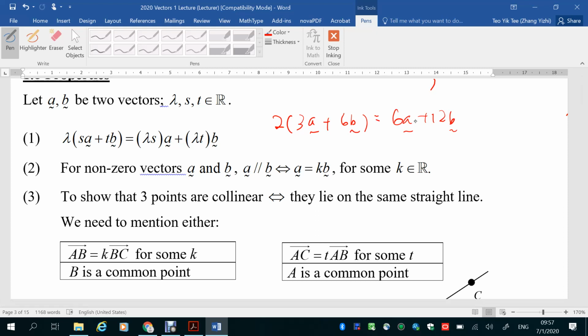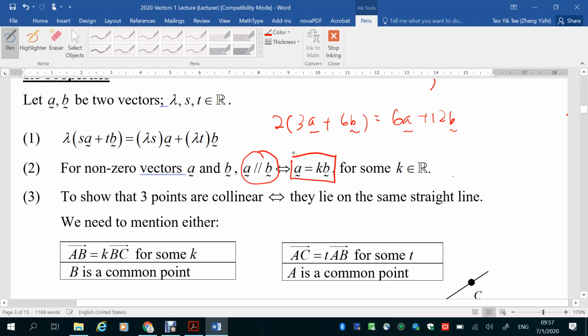Okay, next one, second property. If I tell you that vector A is parallel to B, take note, I say parallel. Parallel will then imply A is equal to K times B. Can you visualize why this is true? Parallel, does it imply equal length? No, right? They can be parallel, but they can have different lengths. So that's the purpose of the K. That means I can say A is equal to 3B. Make sense? That means they are parallel.